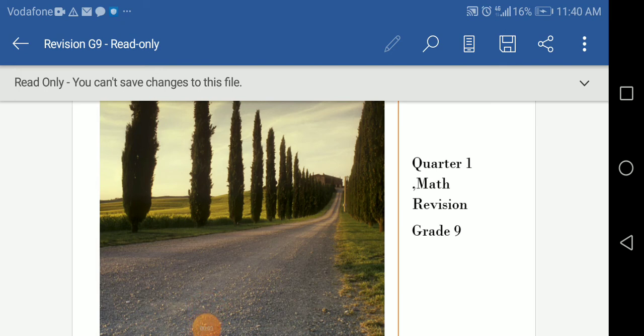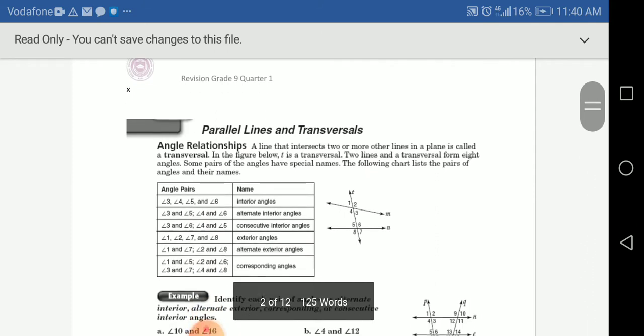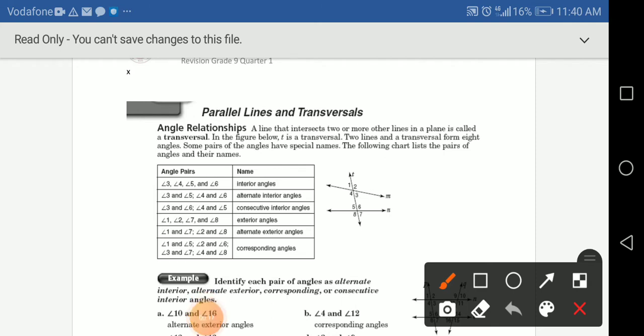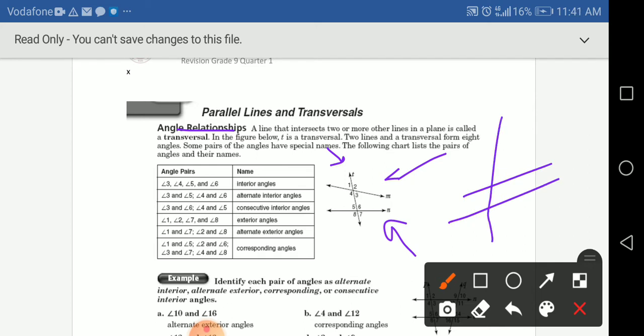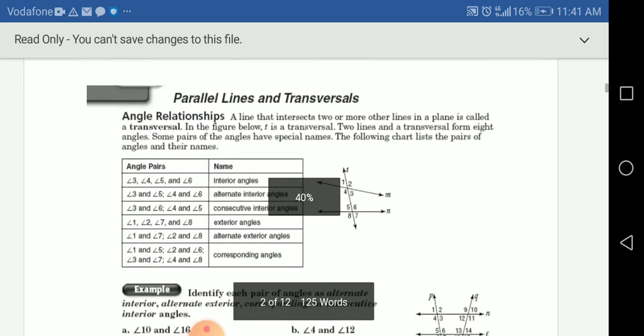Today we are going to have a revision on quarter one. First of all, we are going to speak about parallel lines and transversals. Remember, we have angle relationships. When I have two lines and another line intersects those two lines, they give me different kinds of angles. So I need to know the relationship between them.